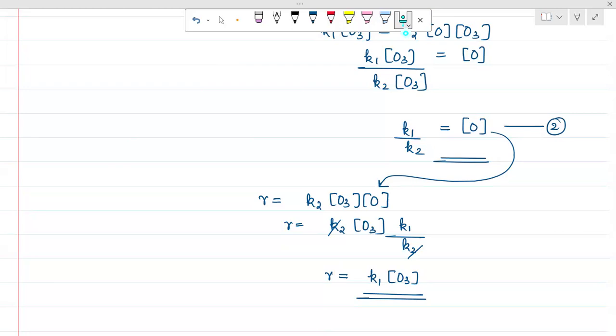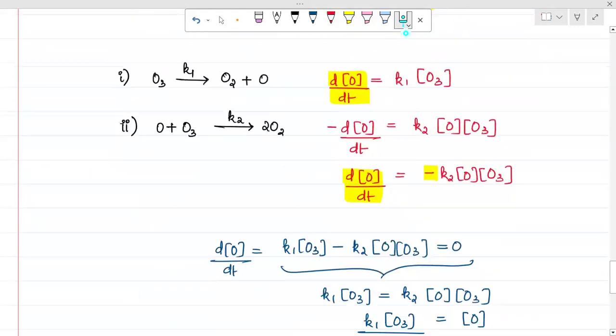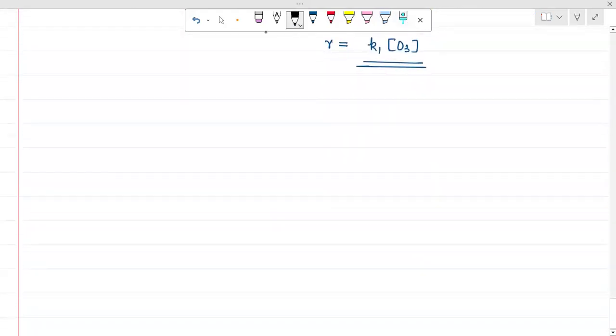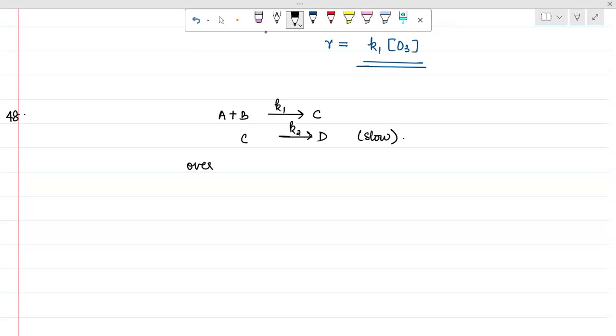Let's do a few questions so that you get a good practice. Question number 48. Very easy, yeah? The question given is A plus B gives C with a rate constant of K1, and C gives D with a rate constant of K2. It's given in the question that this is the slowest step. And the question is to find the overall rate expression.